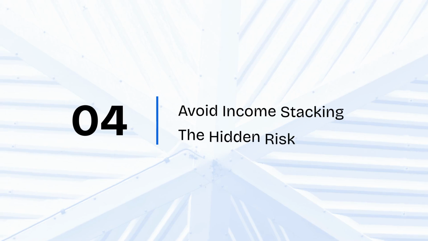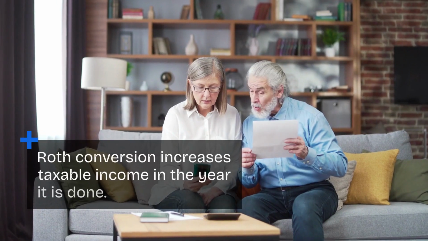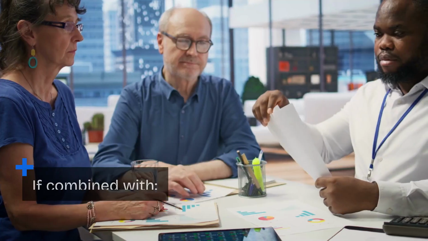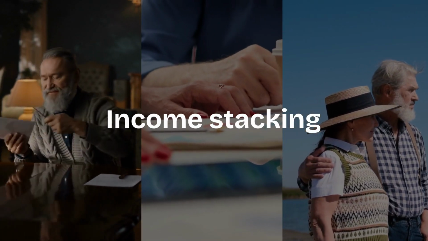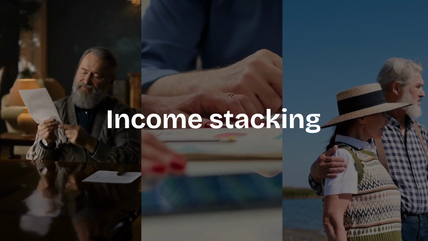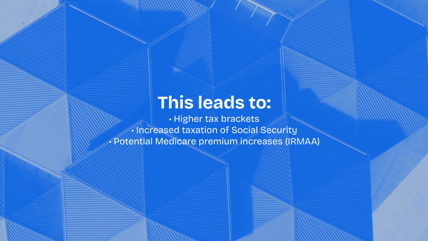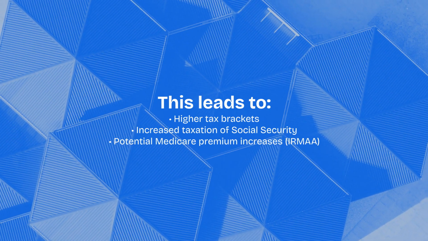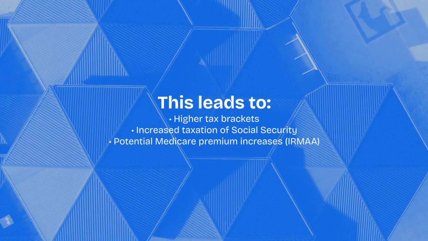4. Avoid income stacking. The hidden risk. Roth conversion increases taxable income in the year it is done. If combined with pension income, Social Security, other withdrawals, it can create income stacking. This leads to higher tax brackets, increased taxation of Social Security, potential Medicare premium increases, IRMAA.